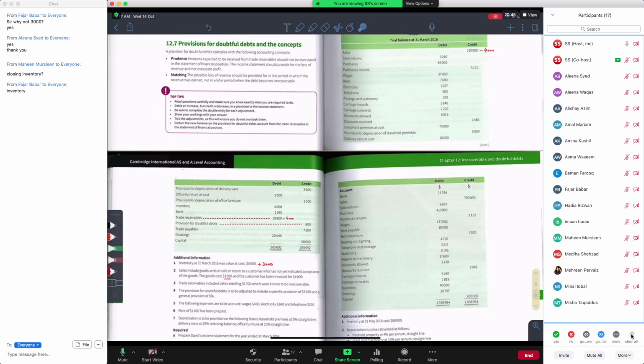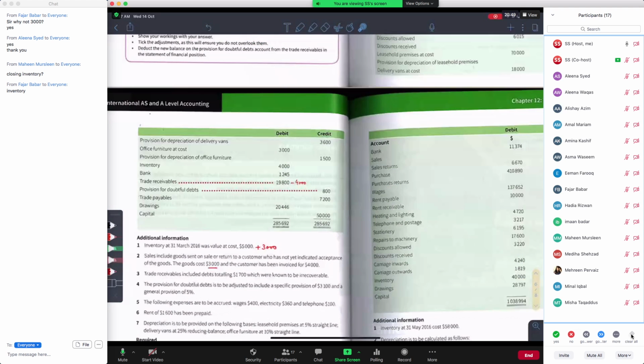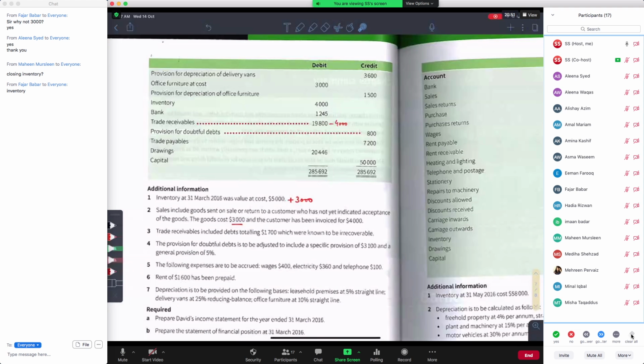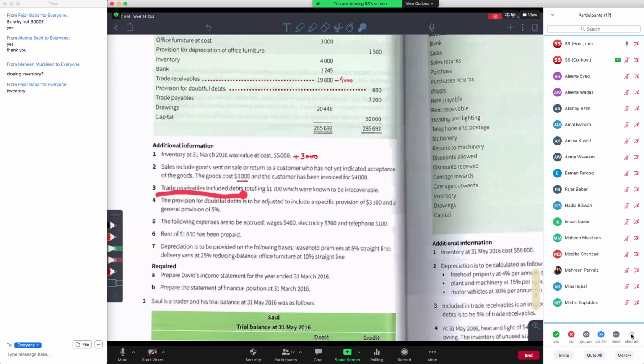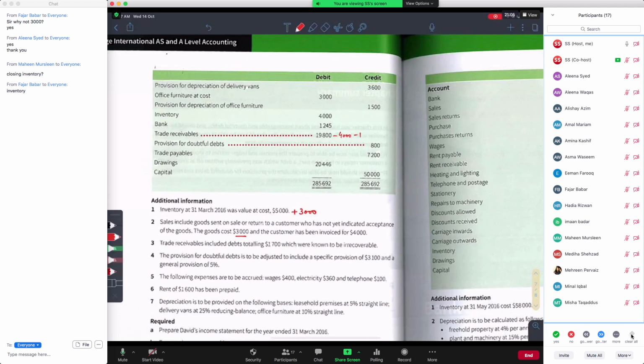Good. Now, moving on to the next adjustment. The trade receivables include debts totaling $1,700 which are known to be irrecoverable. So we know these are bad debts. So our trade receivables are going to be subject to another adjustment for bad debts. So we find the trade receivables, and the trade receivables are going to be subject to another deduction of $1,700.